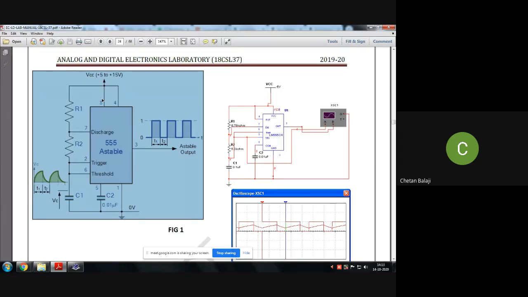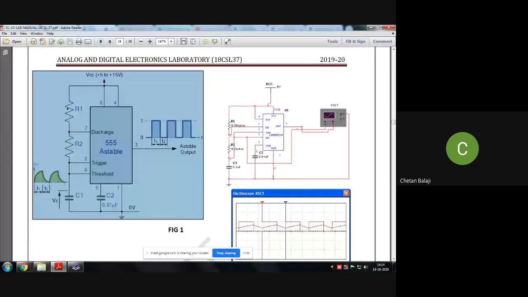Okay, fine. Now, if you look at this circuit here, you can see R1, R2, C1, C2. R1, R2 are resistor 1 and resistor 2. C1, C2 are capacitor 1 and capacitor 2. Out of which, the capacitor 2 value is fixed, 0.01 microfarad.